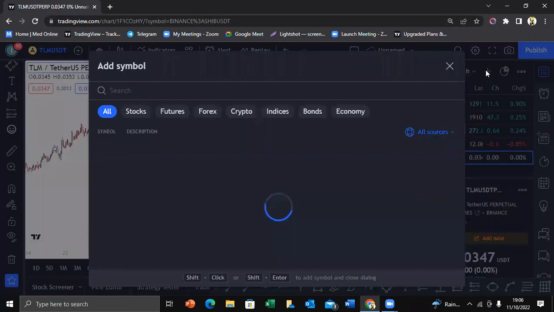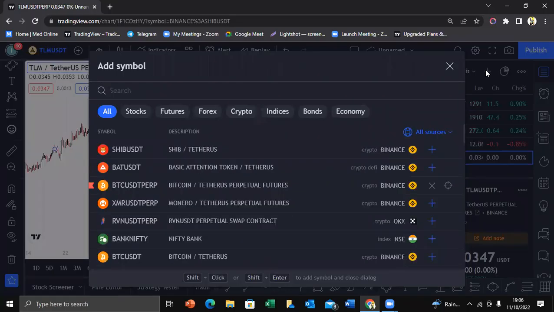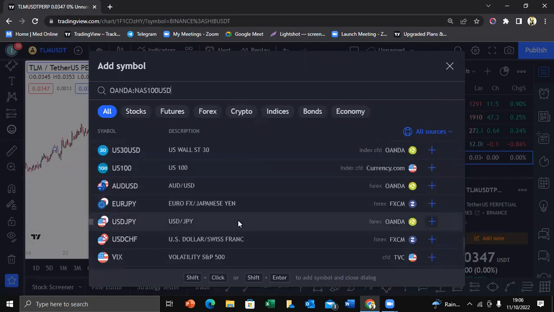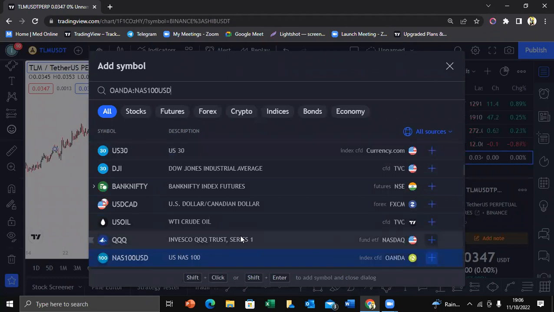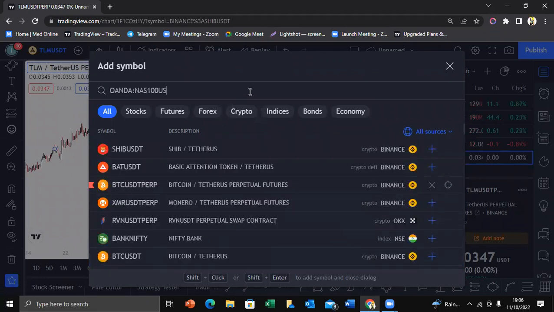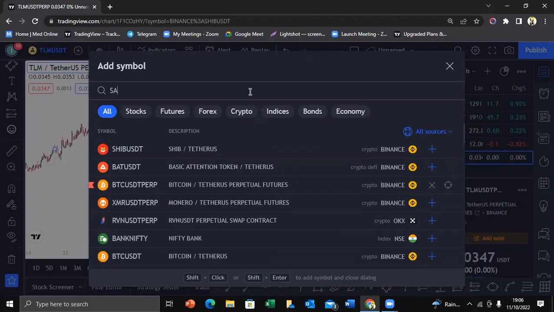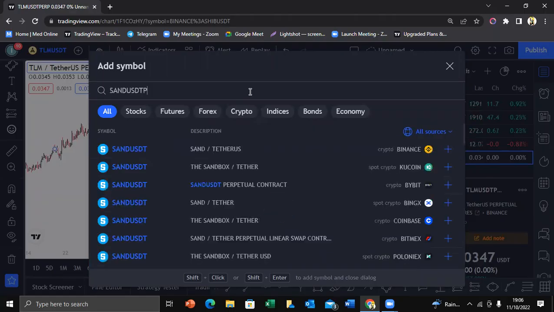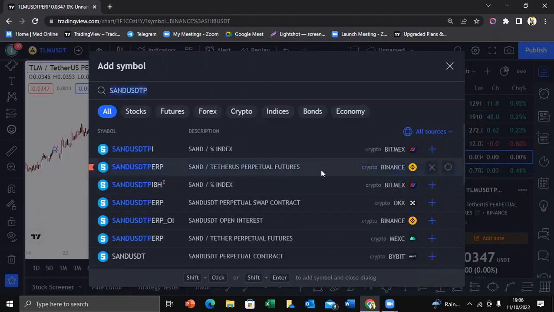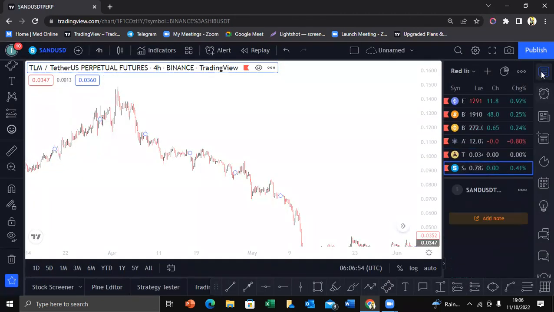So let's see which pair can I add? Which pair should I suggest? Let's look at what we have on the watch list here. Okay, I need a pair. Which pair should I add? Let's try something on mana or sand. I don't know. Sand, all of these game tokens. Okay, sand boss. Let's try something on sand boss.